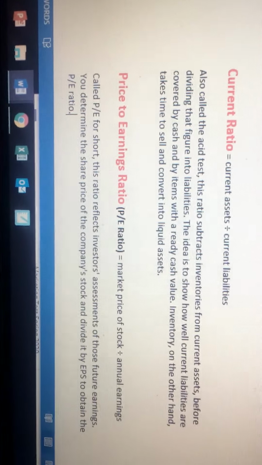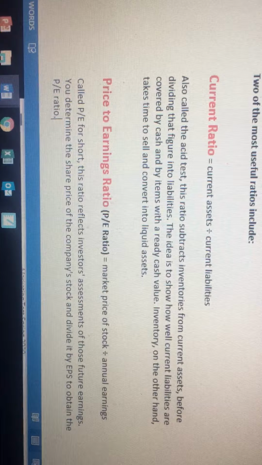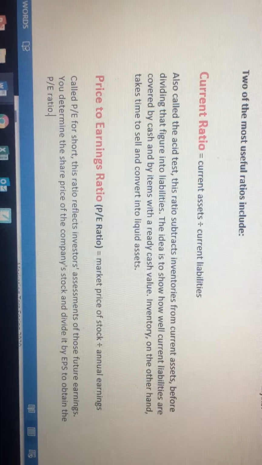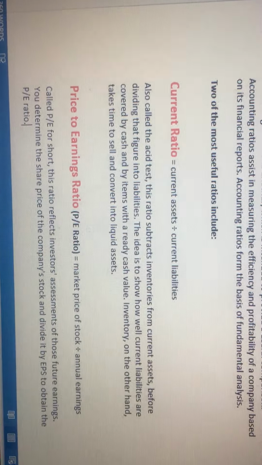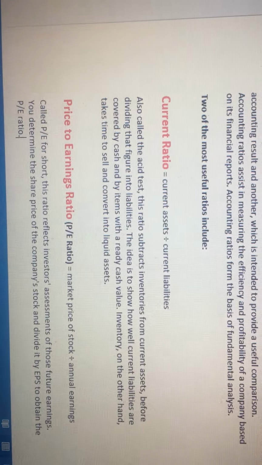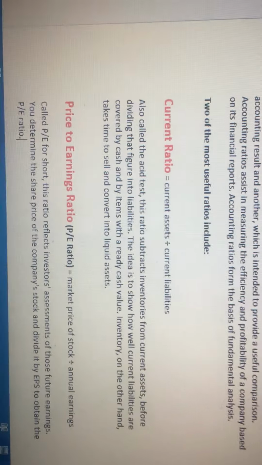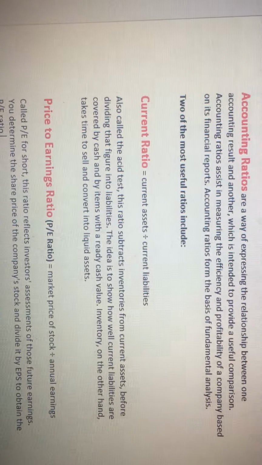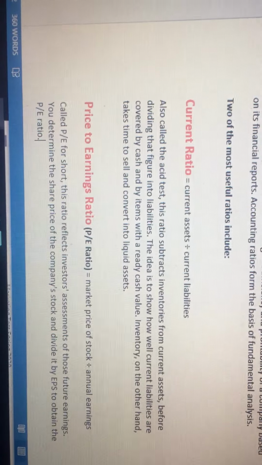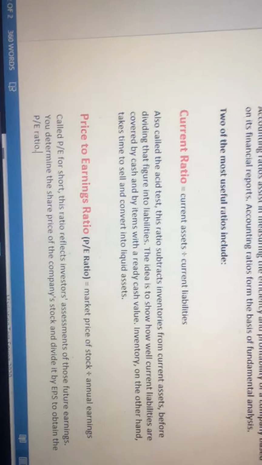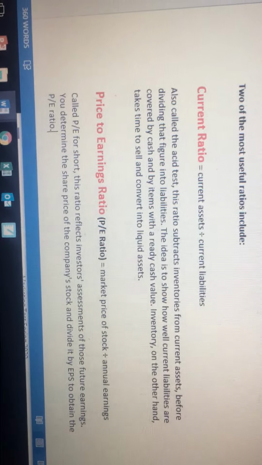All right, and then finally today, price to earnings ratio is the other accounting ratio I just want to mention. This is a way of taking the price of your stock and dividing it by the earnings that you've made for that company, and that gives you your PE or your price to earnings ratio. It basically talks about how expensive stock is in a publicly traded company.